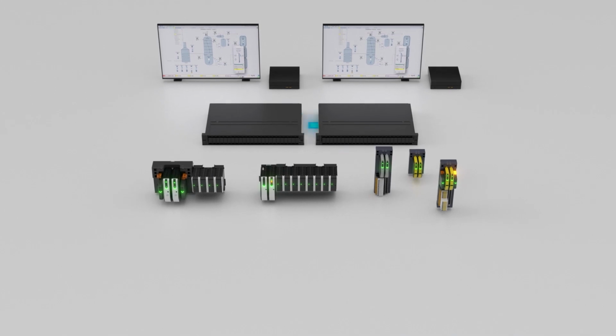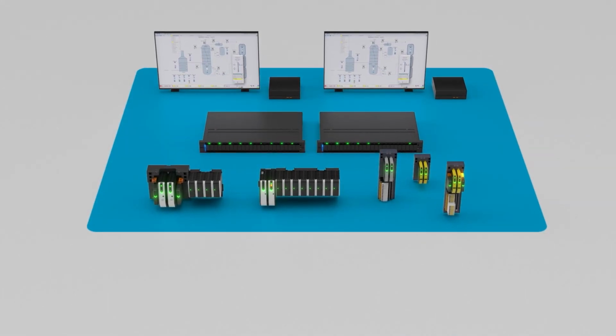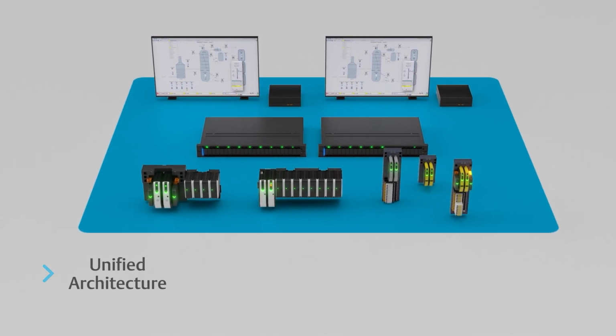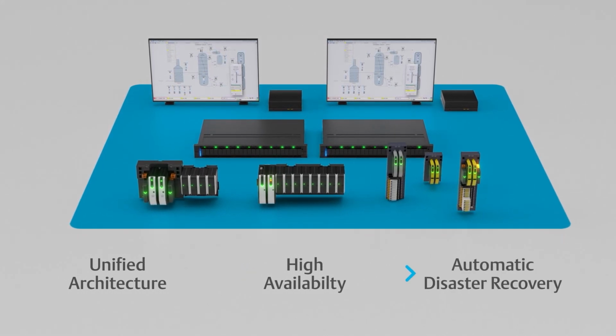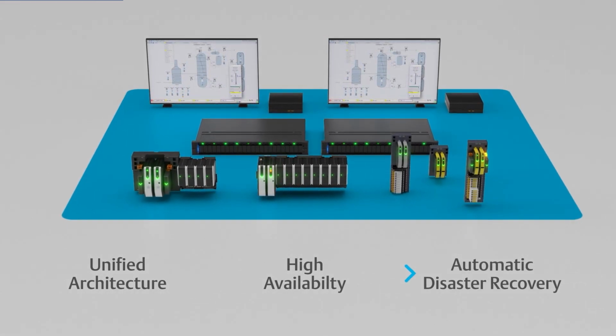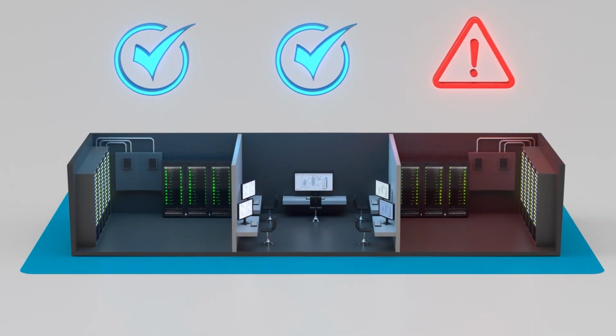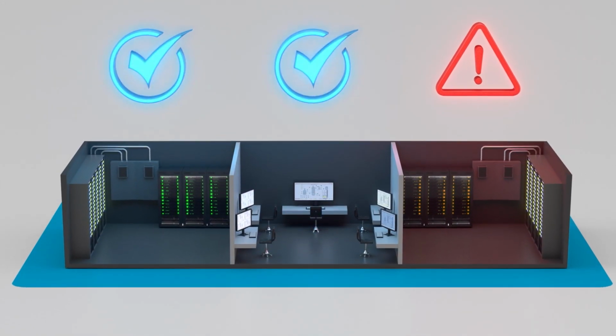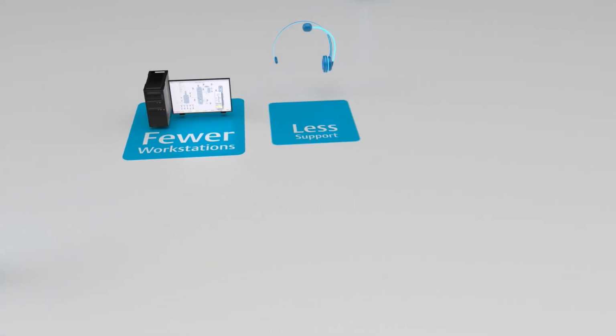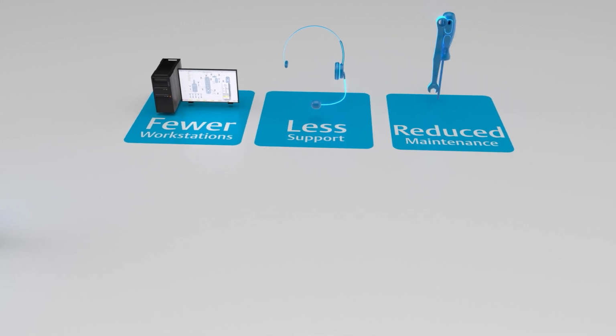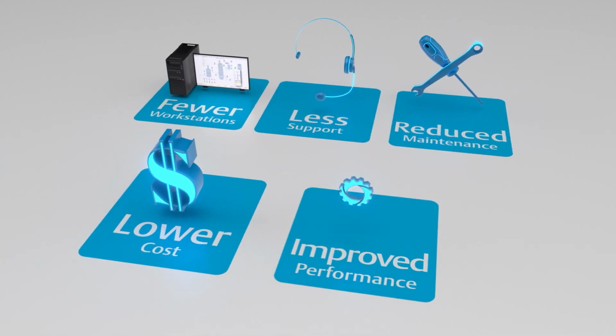To best meet the needs of your critical applications, the software-defined unified architecture supports high availability and automatic disaster recovery for your online production systems. So, when a disaster event or system failure occurs, you'll recover fast and avoid downtime. Fewer workstations, less support, and reduced maintenance add to lower costs and improved performance.